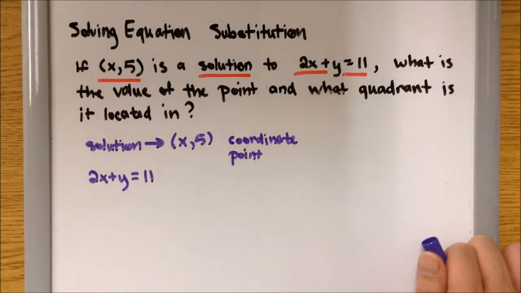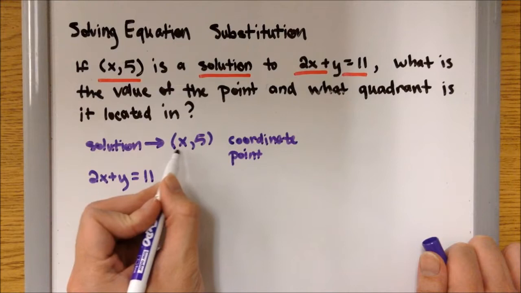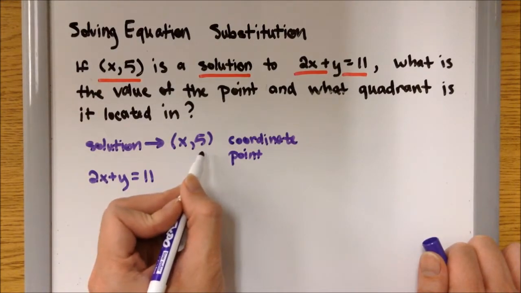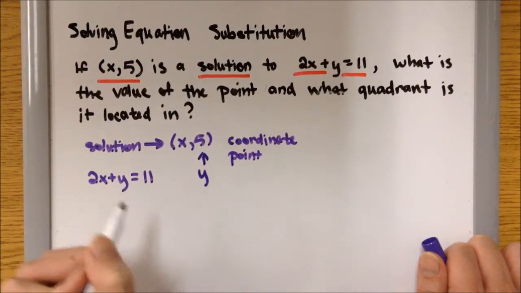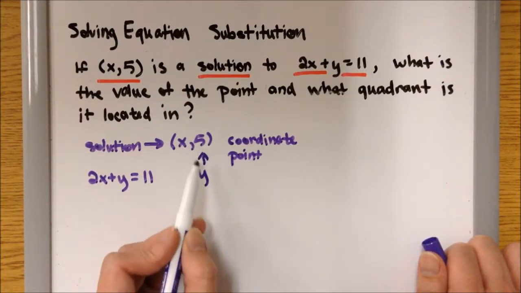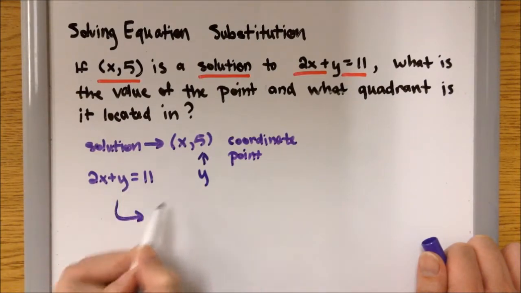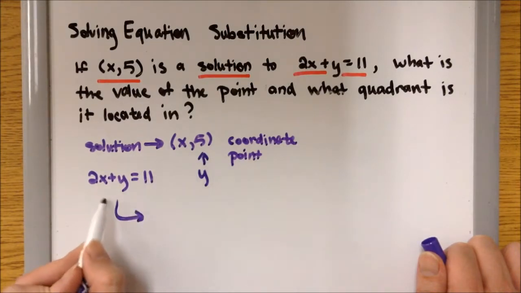So again, the one thing we know for sure about coordinate points is that they always have an x value and a y value. In here, our x value is unknown, but we do know our y value. So if we know that this is our y value, we can substitute 5 into y. Even though we don't know what x is, we're going to leave x as it was.